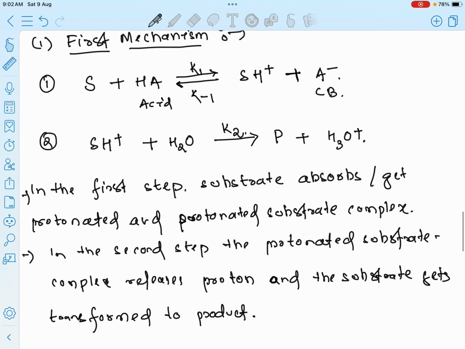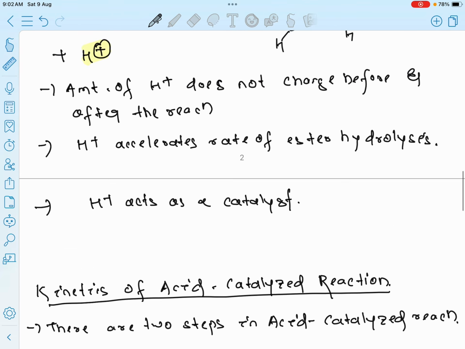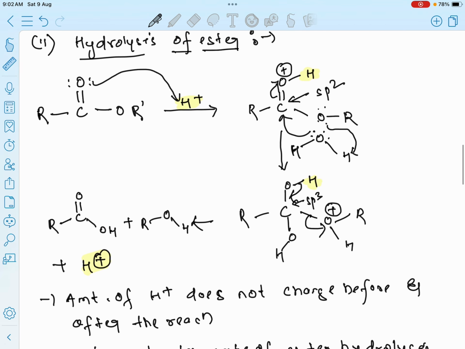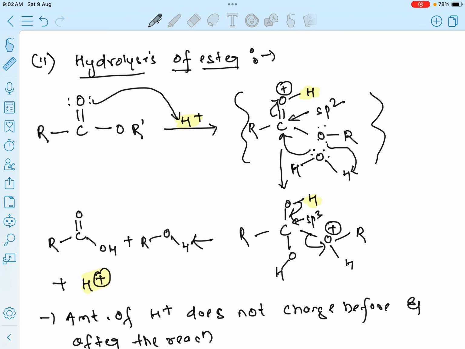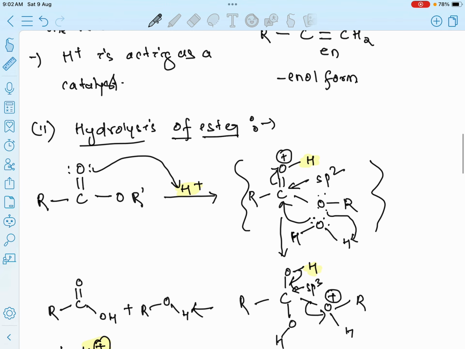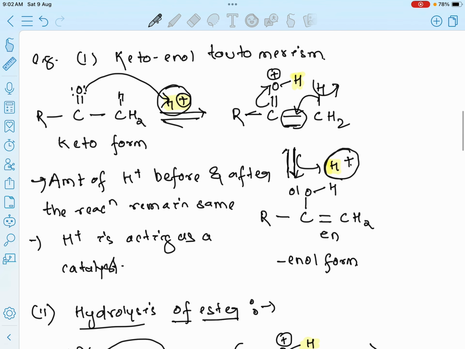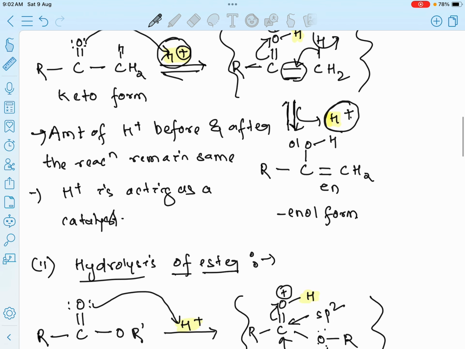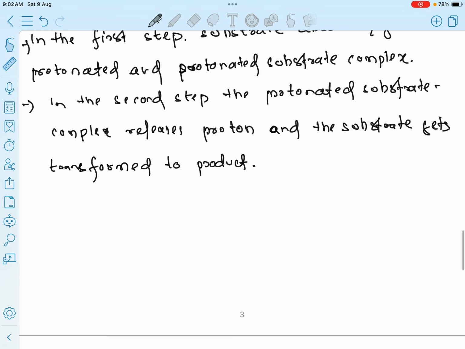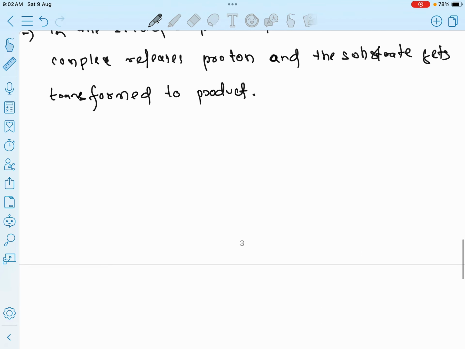So you should remember this SH plus is a very high energetic species. It is not a stable species, which we have seen in the reaction. It has a charge on it, and generally charged species have higher potential energy. This is just like a transition state. If you want to understand this, let us take another keto-enol tautomerism reaction.